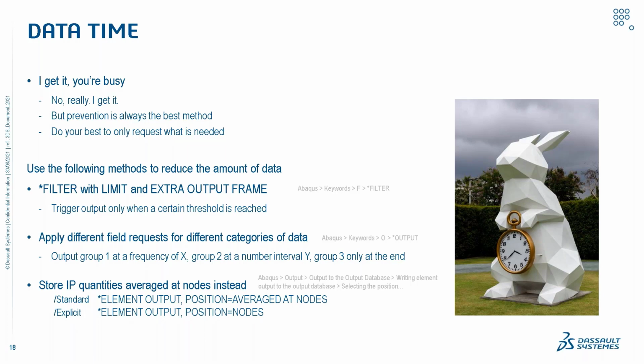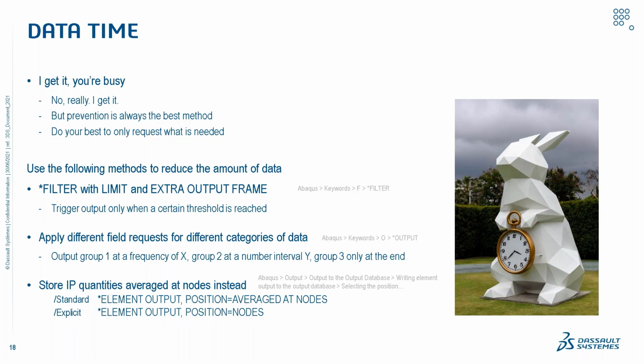You can also apply different field requests to different categories of data. So that's splitting your field outputs to different groups. So you can have an output group number 1, which is happening at a frequency of, say, 10 times during the analysis. So if you have stress, you may want to output that every 10th of the analysis. And then if you have a second group, you can group your displacement, and your displacement you may need 100 times during the analysis, but you may not need stress 100 times during the analysis. So it's best to group your output requests.